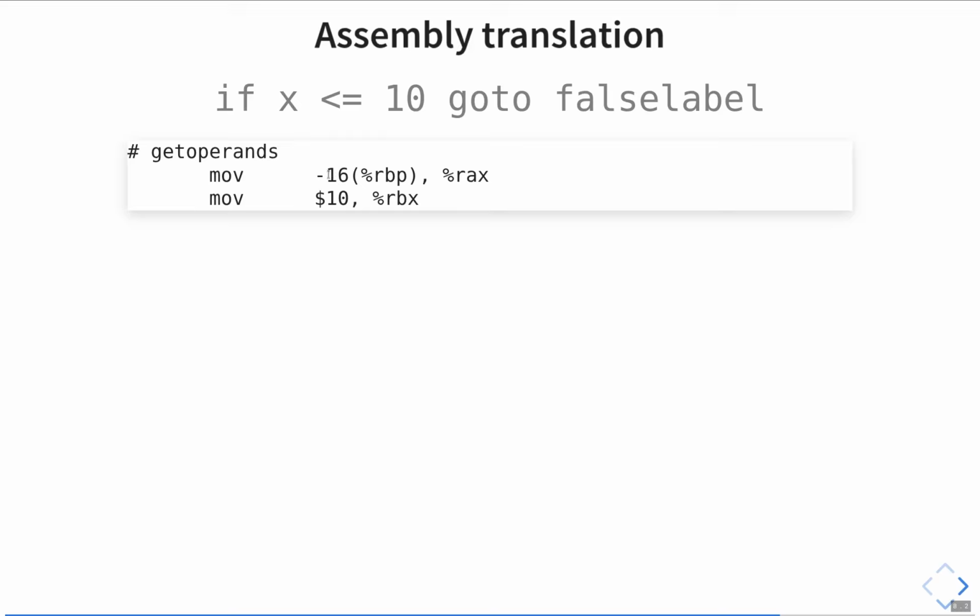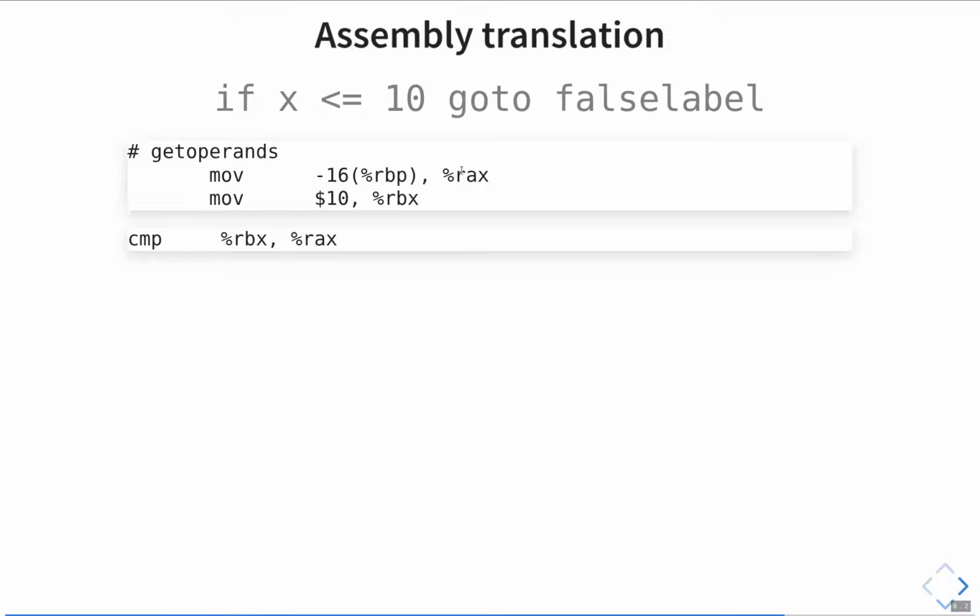We're going to first move the values of these two operands into the RAX and RBX registers. So assuming that X is at offset -16 from the stack frame, we can access the value of X like this and move it into the RAX register. We can move the literal value 10 into the RBX register like so.